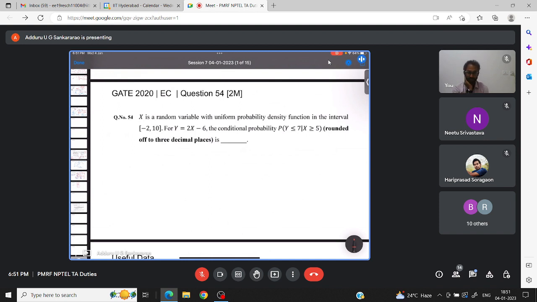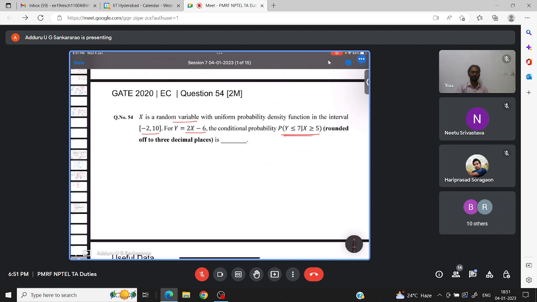Fine. This was given in GATE 2020 for 2 marks. The question is as follows. X is a random variable. I think last time only I picked this question. Somebody asked about random variable, random process, right? So X is a random variable with uniform probability density function in the interval minus 2 comma 10. For Y equal to 2X minus 6, the conditional probability is what they have given.